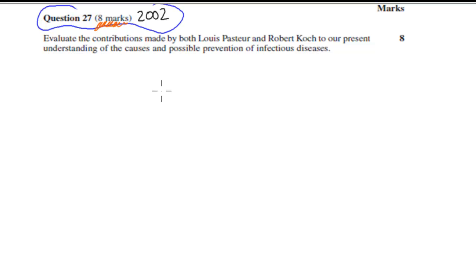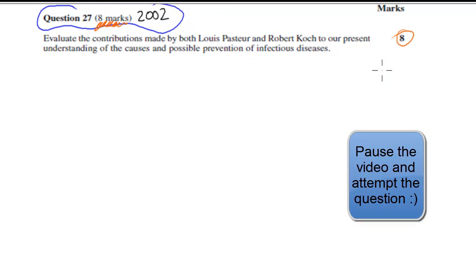The question itself is: evaluate the contributions made by Louis Pasteur and Robert Koch to our present understanding of the cause and possible prevention of infectious disease. And it's worth 8 marks. So when you're ready, pause the video, and after you've paused the video, I will go through the marking guidelines and a sample answer in terms of how to get the full marks for this 8-mark question. But when you're ready, pause the video and attempt the question.